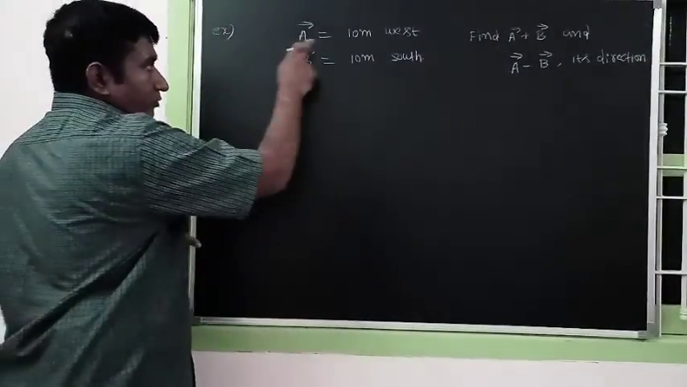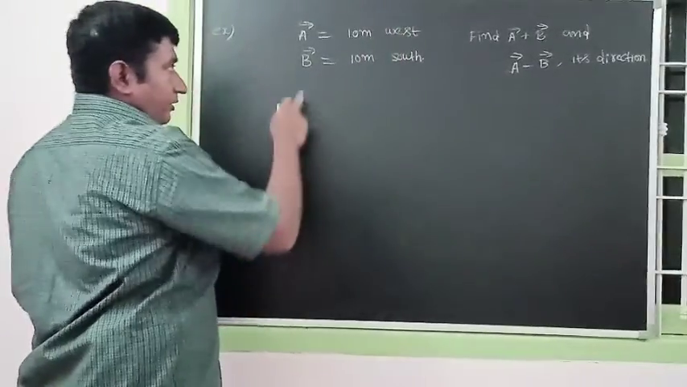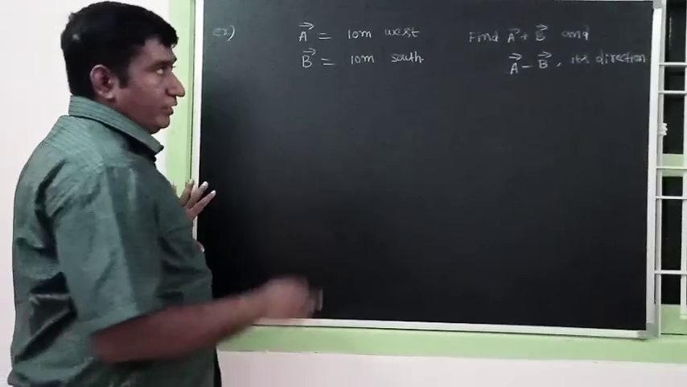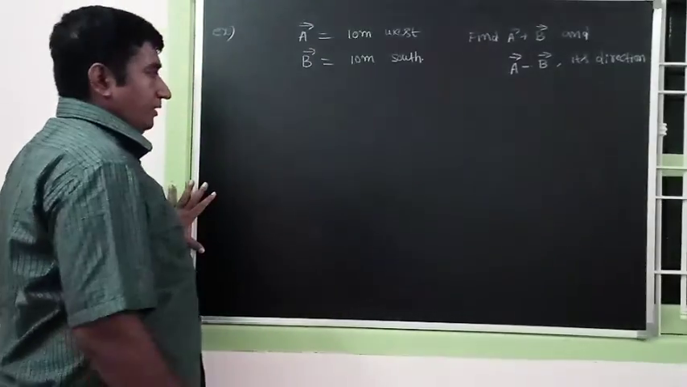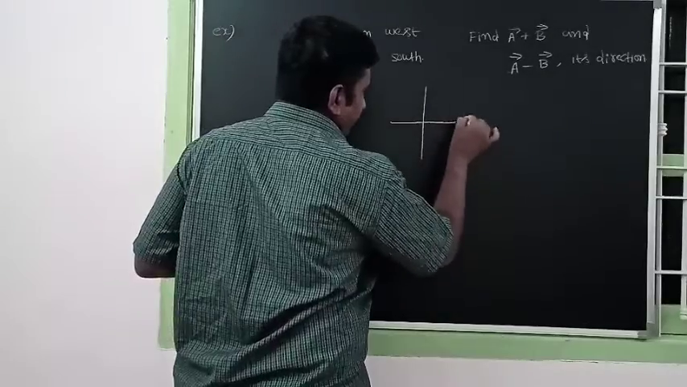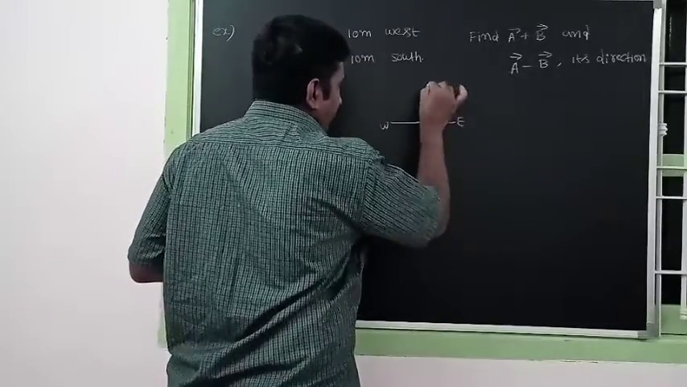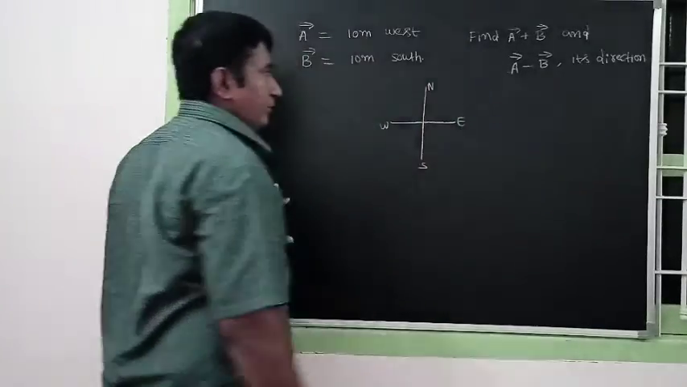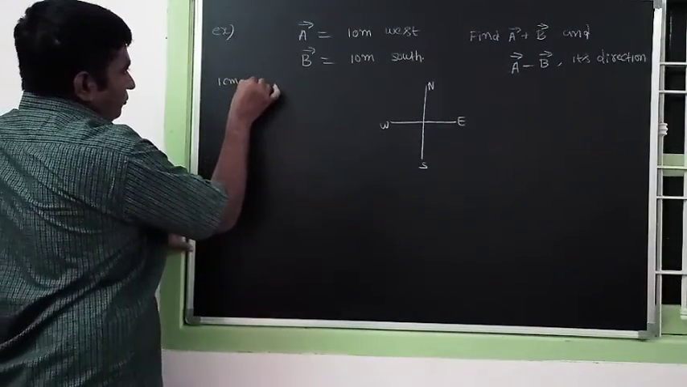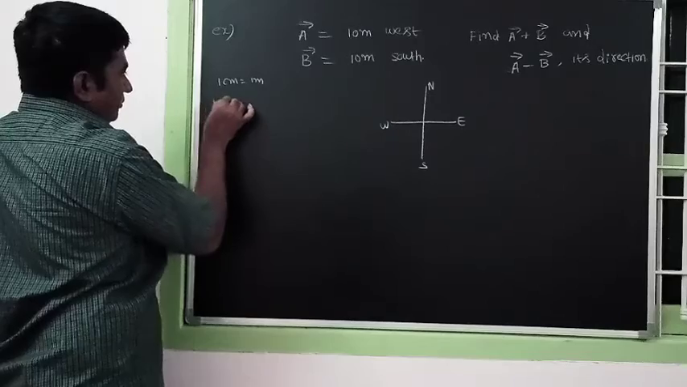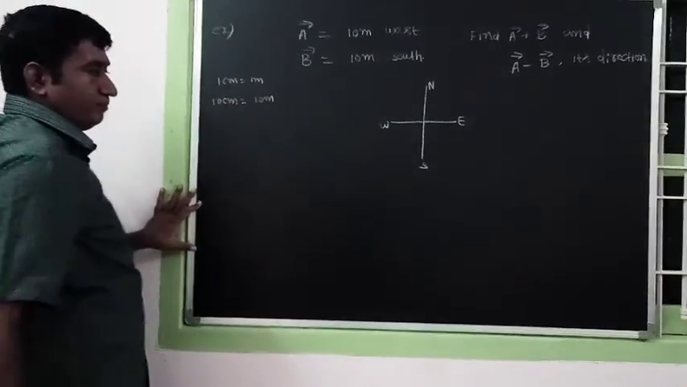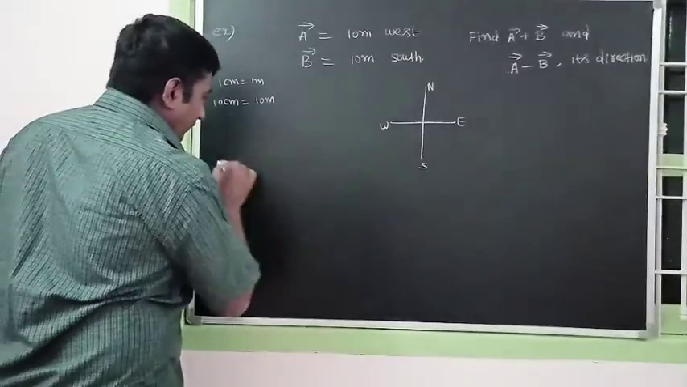We have taken A equal to 10 meters west side and B equal to 10 meters south side. I have to find A plus B and A minus B. With the help of this, I can take here east, west, north, south. In the same way, 1 centimeter is equal to 1 meter, so 10 centimeters is equal to 10 meters. So now I am taking like this.